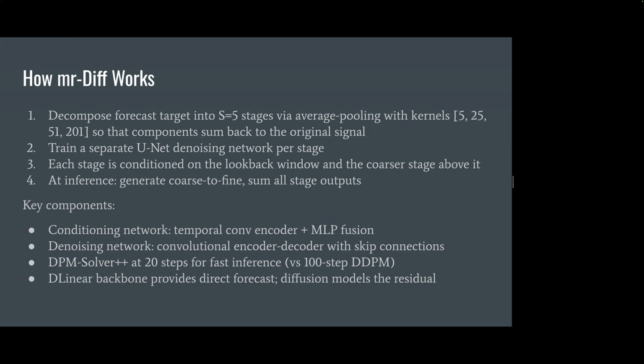There are four key components here in getting this to work in our model. First, conditioning the network via a temporal convolutional encoder plus an MLP fusion. Second, the denoising network, a convolutional encoder decoder with skip connections. Third, DPM-Solver++ at 20 steps for faster inference versus the 100 that's required for DDPM. And fourth, a DLinear backbone which provides direct forecasting, with the diffusion models learning the residual.